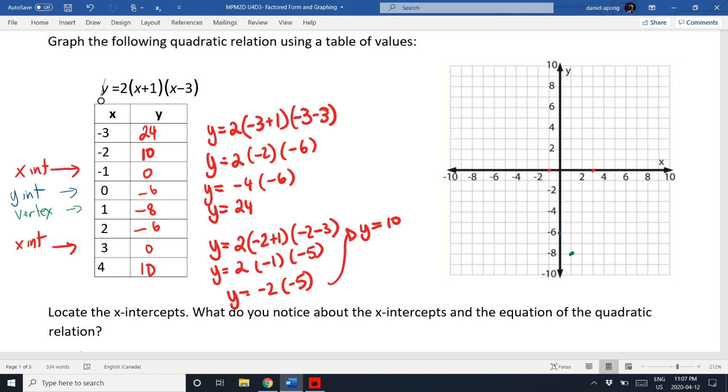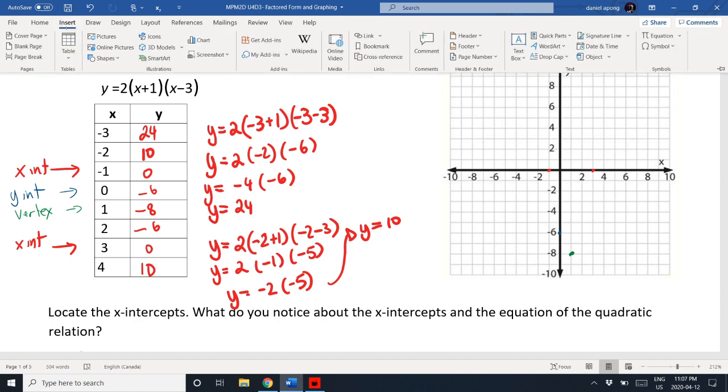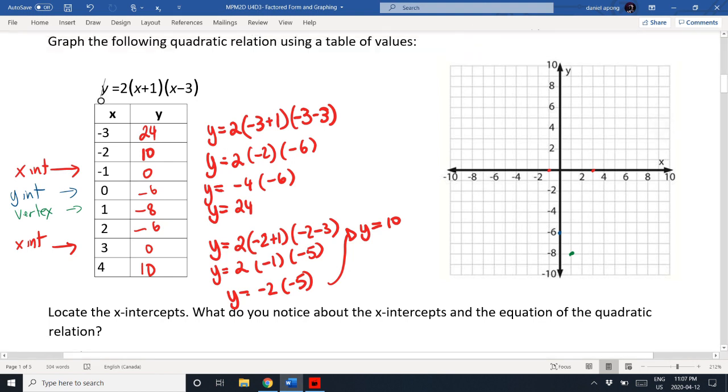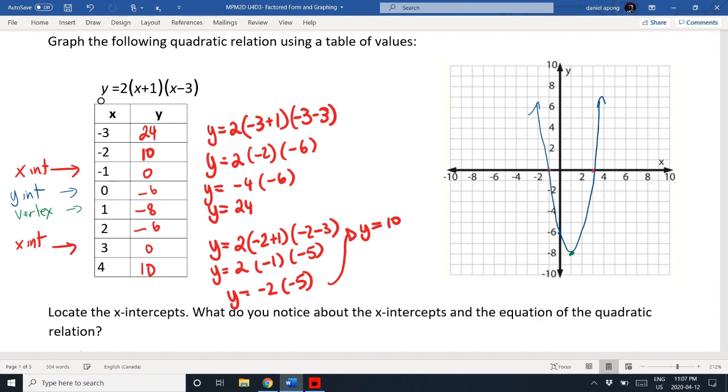So we have a lot of our key points. And then we can just draw our curve around these key points. And I'll show you that. So we can start here and draw a smooth curve and come up the other side. So using our key points, we can draw our graph pretty easily.